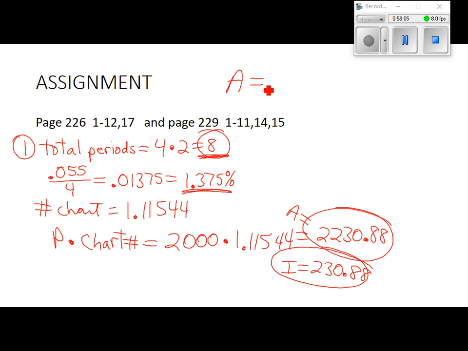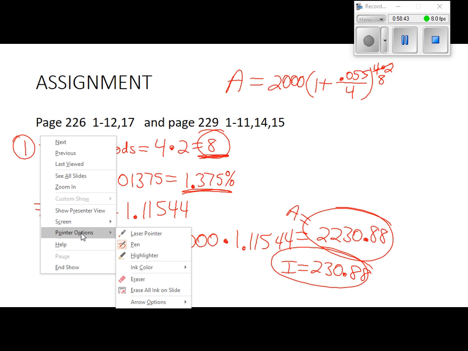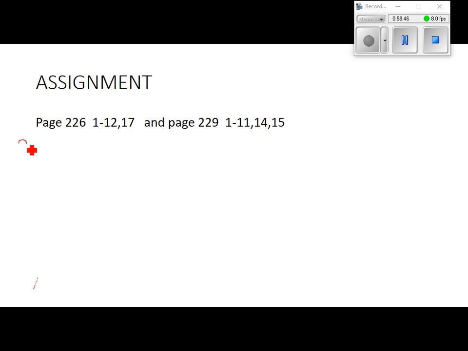If we do it using the formula, how much money did he start with? 2,000. 1 plus, what was his rate? 0.055 divided by 4, and 4 times 2, that's 8. Type all that into the calculator. Exact same number. So either way, using the formula or using the chart. Let's try the chart on another one. Let's do number 2. You guys use the chart, I'll use the formula.